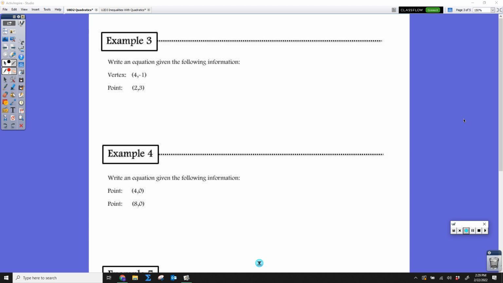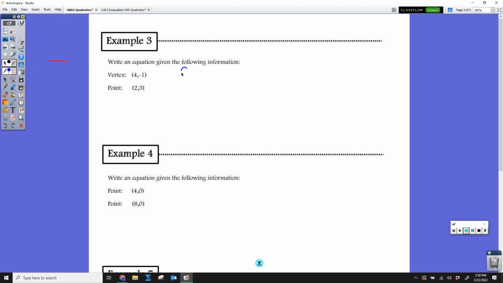Example 3. Okay, we have to write an equation. It doesn't say what form or anything like that. We just have to make an equation involving these 2 points. But one of these points is really important. It helps us a whole lot. Which one is it? The vertex. This instantly makes us think that we should probably use vertex form with this one.